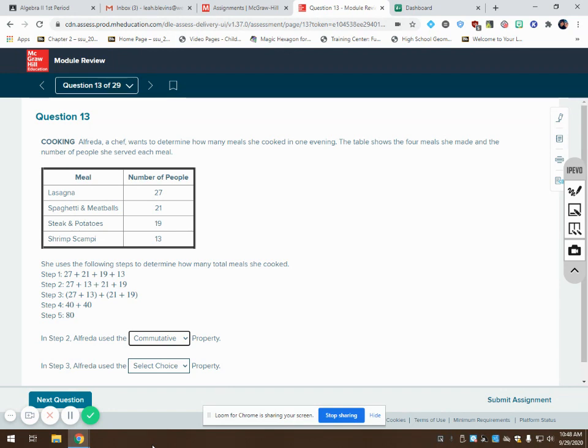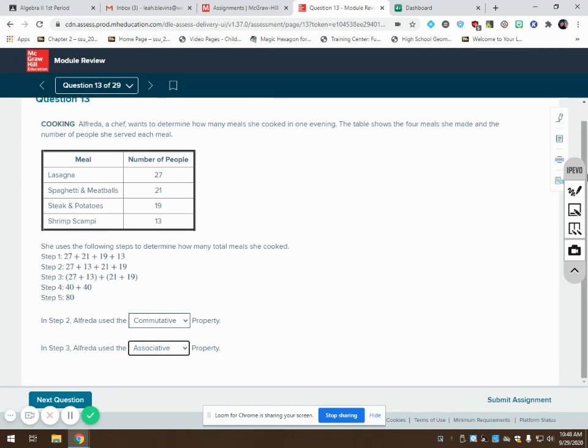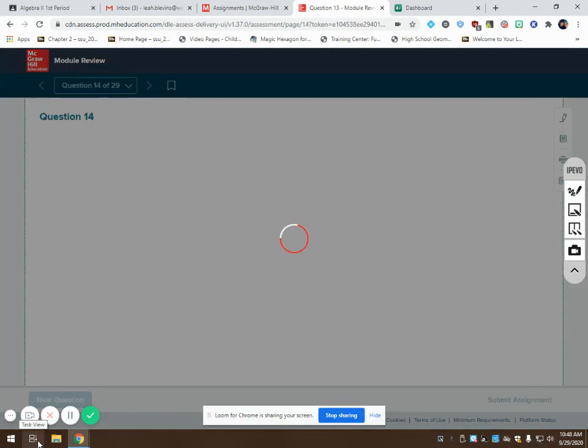So then in step 3, she began grouping. Remember, someone who groups things together, they exclude some people from their group and include others. Not a very nice guy. So that lets me know this is the associative property. We should include everyone, right? So the associative property and the commutative property are my answers.